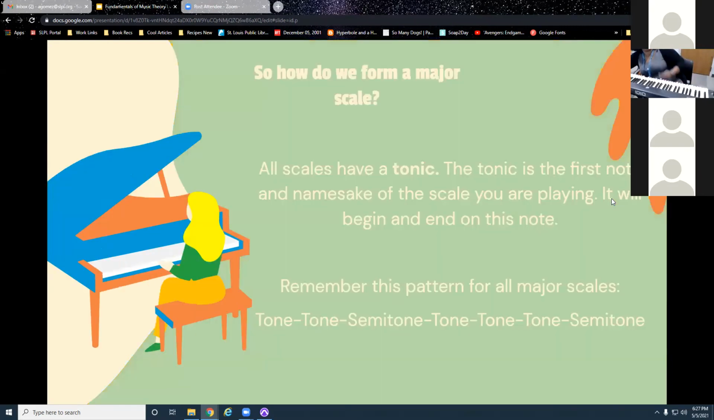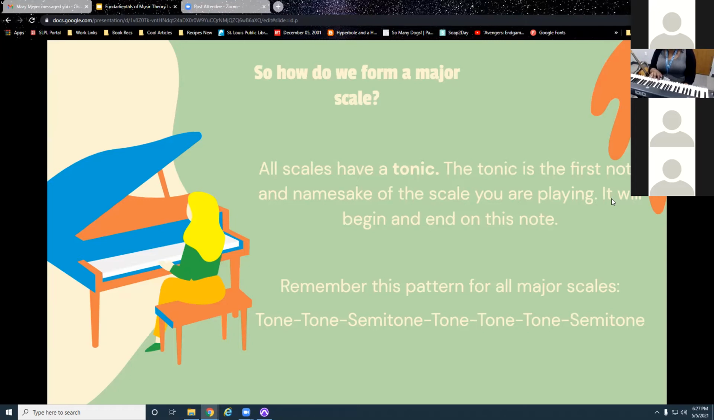So going to the next slide. Forming the major scale. All the scales are going to have a tonic, which is going to be that very first note. And that is what the scale is going to be named after. So if we did the F major scale here, we would go tone, tone, semitone, tone, tone, tone, semitone.